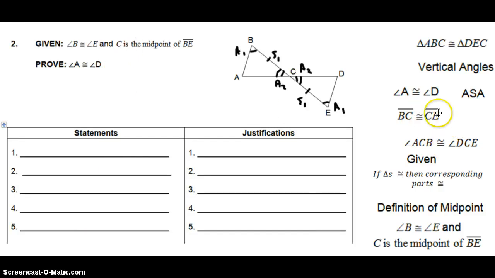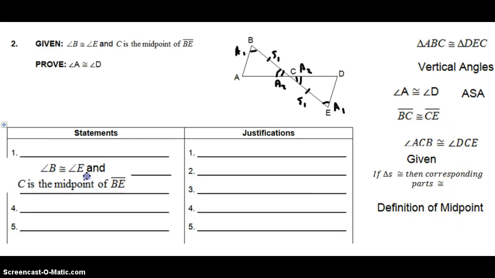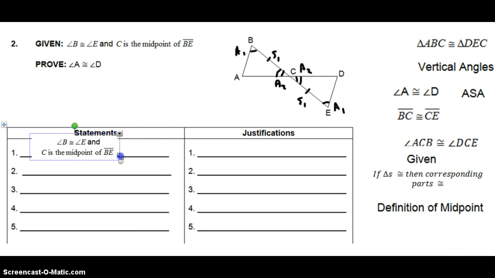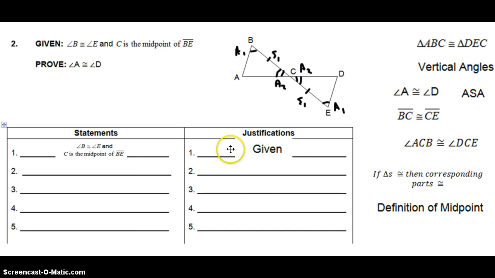Well, in our given statement, we are told that angle B and angle E are congruent and that C is the midpoint of BE. So we can put those in there. That, of course, is our given. And we can check off angle 1. All right, we've got angle 1 in our proof. Now, again, step 2 and step 3, you can switch them around if you'd like. You can go get the vertical angles at this point, or you can use the definition of midpoint to show that you've got side 1's congruent.